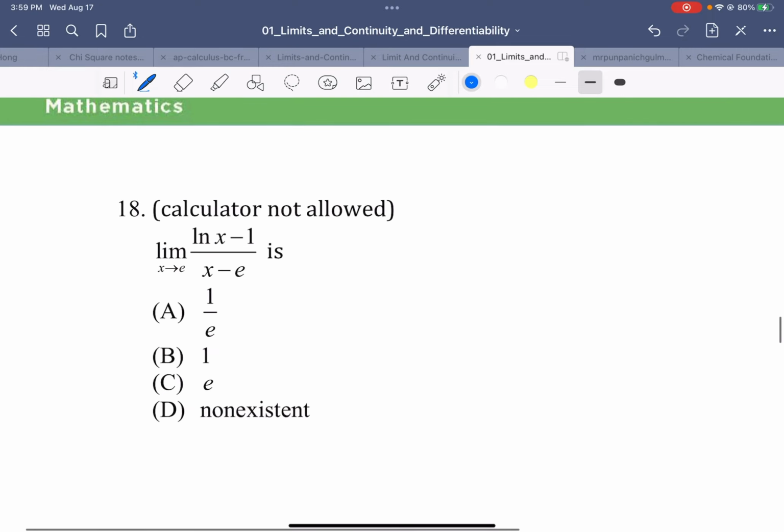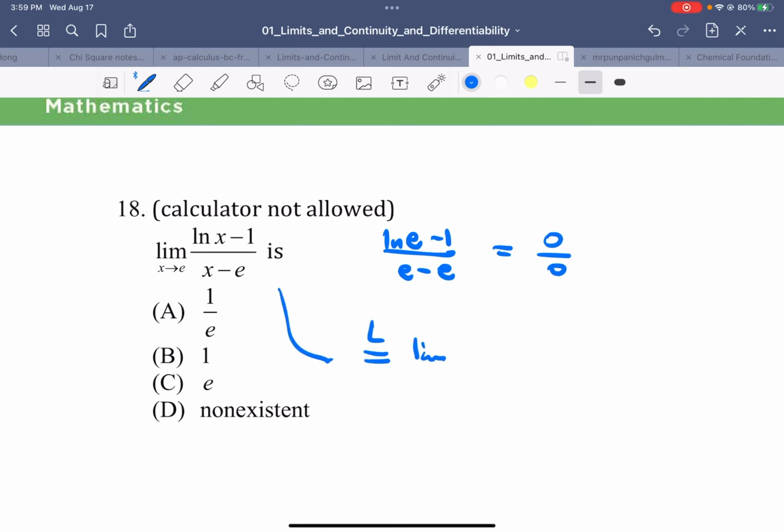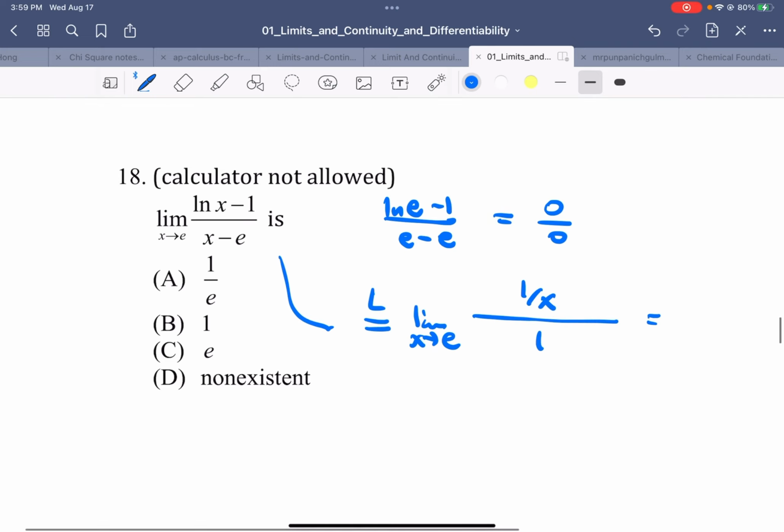Number 18. Algebraically, how are you going to solve this one? The first step is always to plug it in. So ln e minus 1 over e minus e, which means ln e is 1, so we get 0 over 0. So you can use L'Hopital's rule. When you take the derivative, the derivative of ln x is 1 over x. On the denominator, the derivative of x minus e is just 1. So when you plug it in now, it's just 1 over e, and the answer is A.